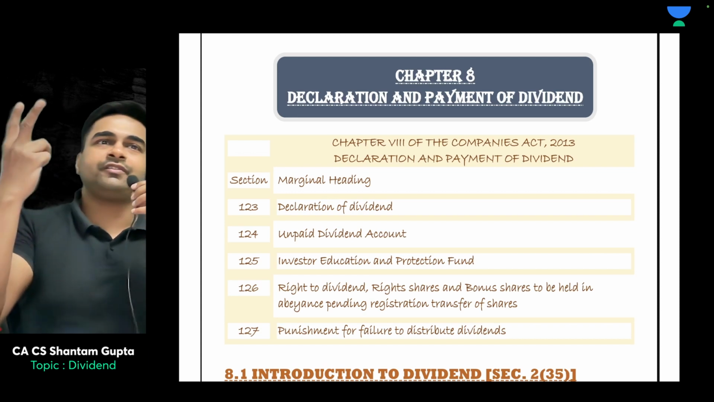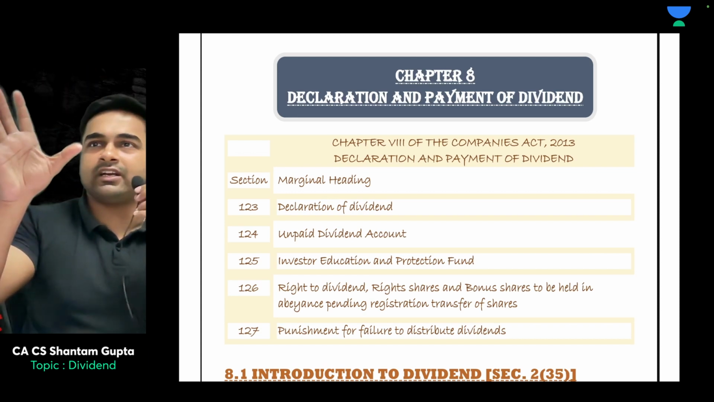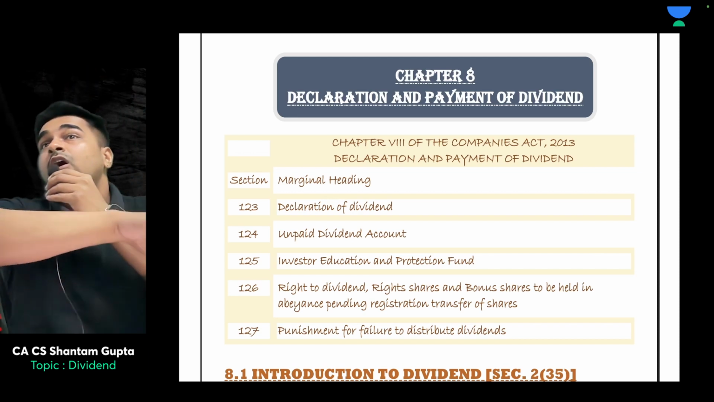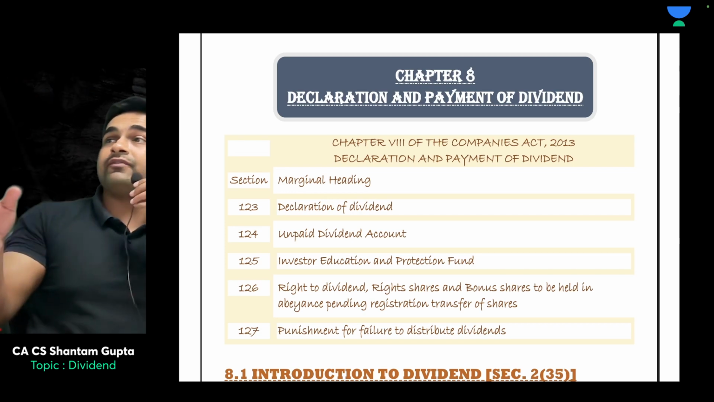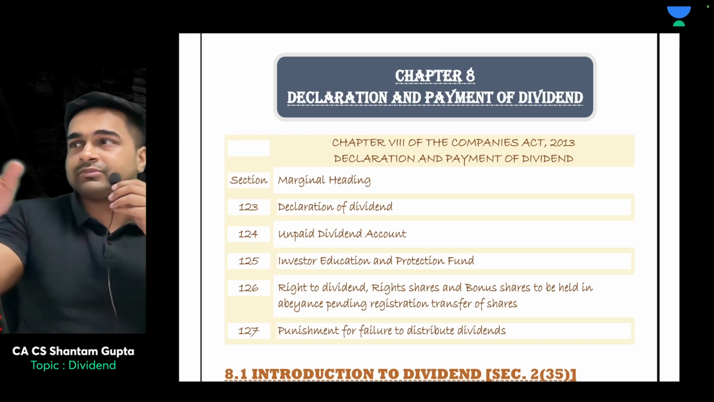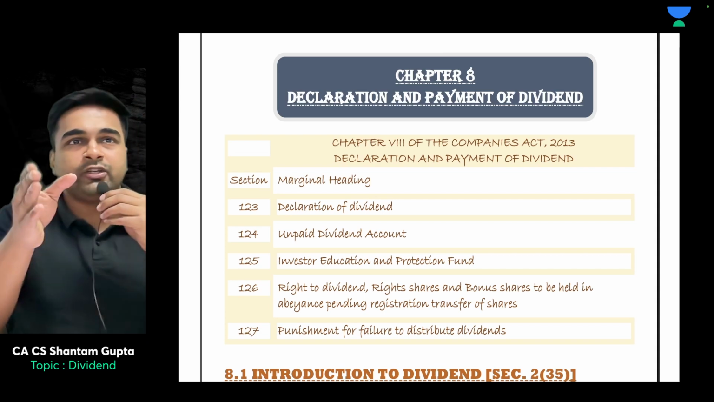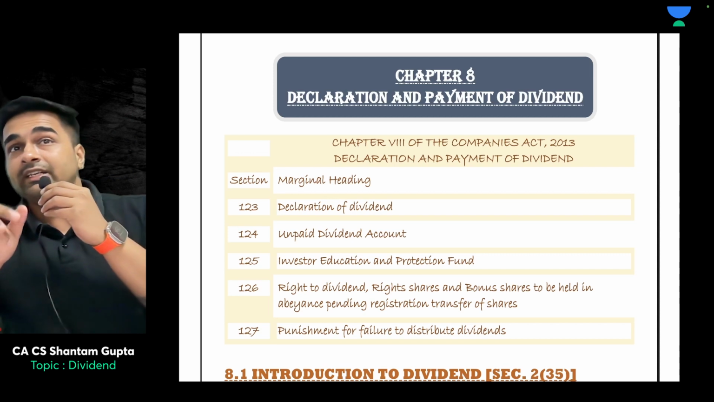Let's quickly revise. Dividend is of two types. One is known as final year dividend or final dividend, which is paid over the completion of the year, and one is known as interim dividend, which is paid between two AGMs. So a dividend which is paid between two AGMs is known as interim dividend.